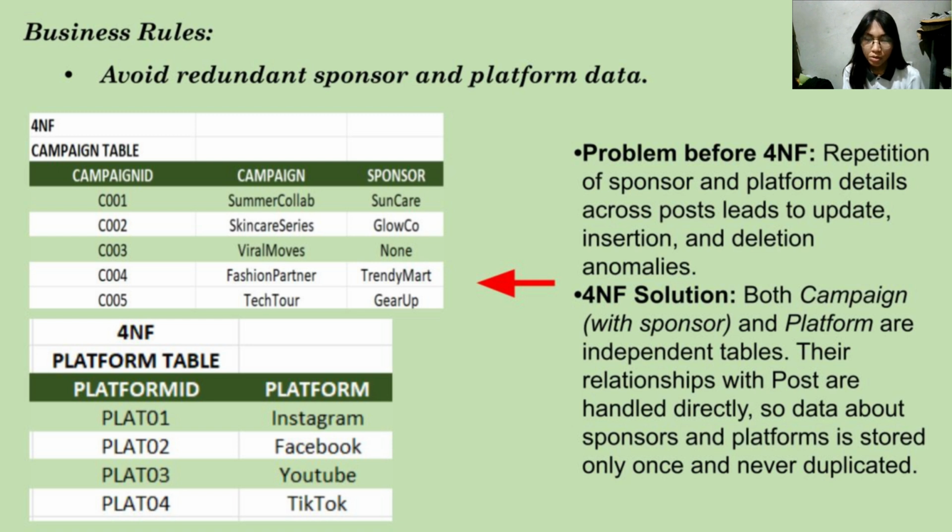In 4NF, both campaigns with their sponsors and platforms are stored as independent entities. The relationships with posts are managed through foreign keys and junctions. So sponsor and platform data are never duplicated across multiple posts. This prevents update, insertion, and deletion anomalies.